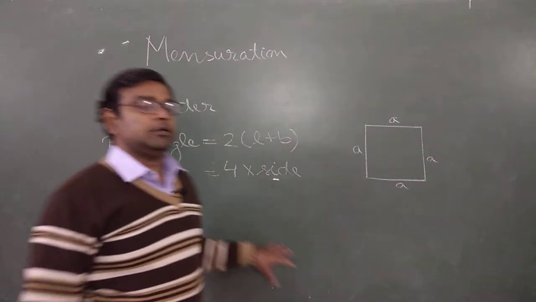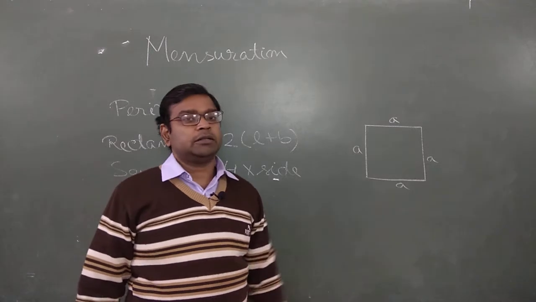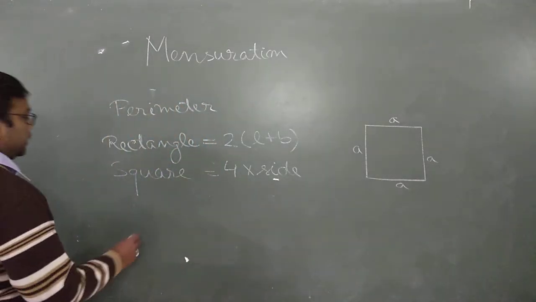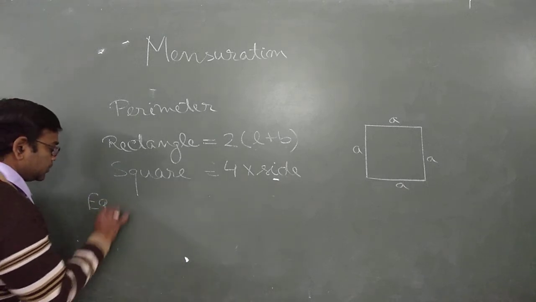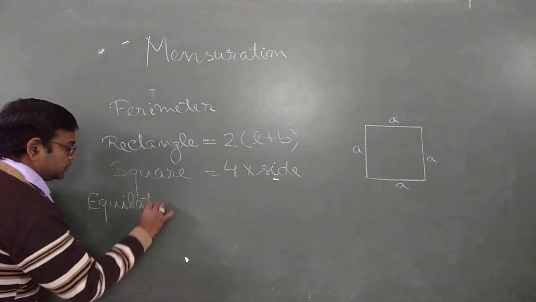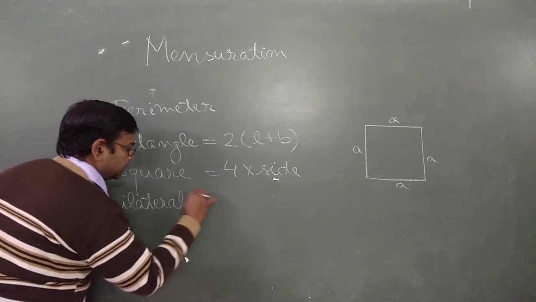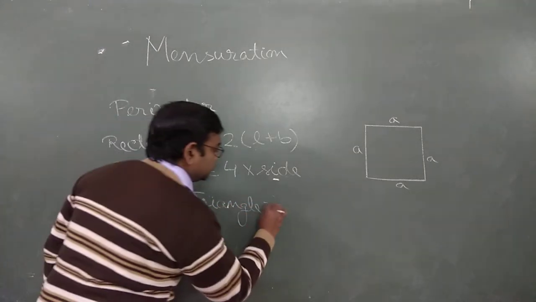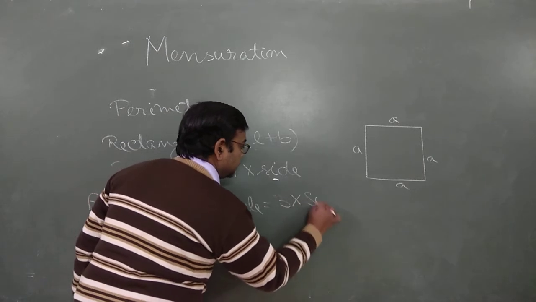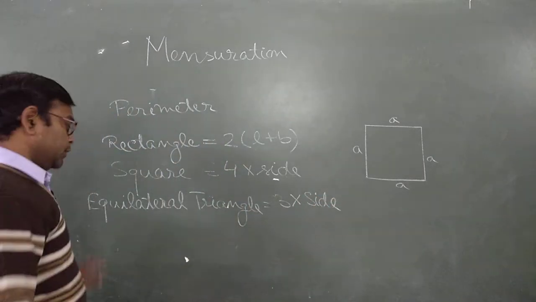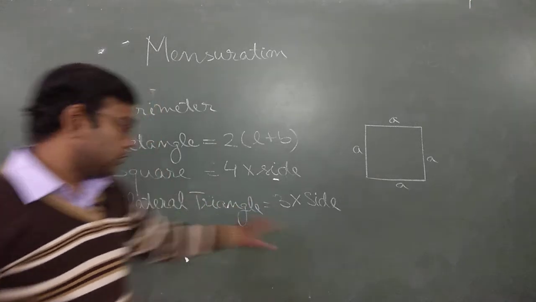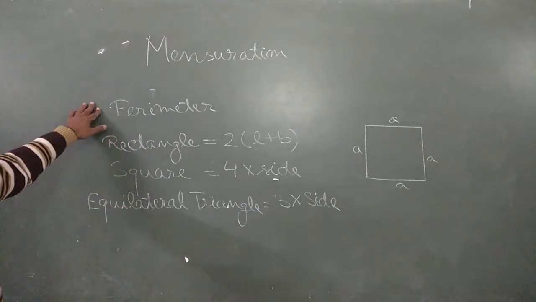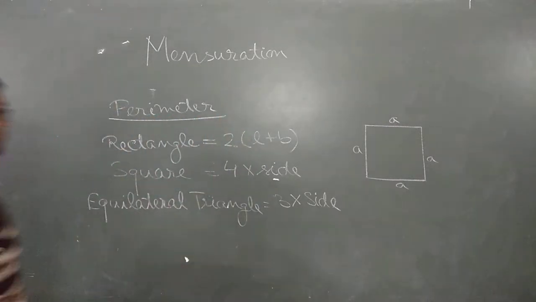In case of a triangle, we simply add all the sides given to you. But there is a special type of triangle. It is known as an equilateral triangle, having all sides equal to each other. So the formula for this is 3 into side, because we know that a triangle has 3 sides, and in equilateral triangles all sides are equal. So only for an equilateral triangle, 3 into side is the formula for finding the perimeter. Clear?